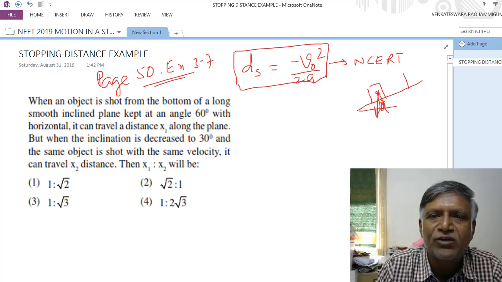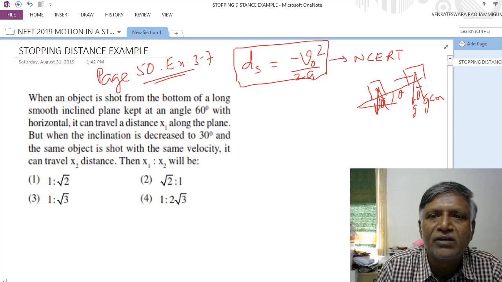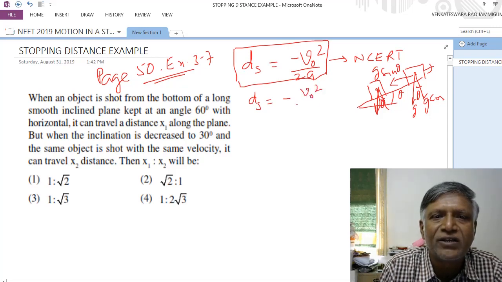Otherwise, I will show here once again. If this angle is theta, this angle will also be theta. So this is g, this will be g cos theta and this will be g sin theta. This is downward and the body is moving upward, so we have to consider a negative sign. So ds is equal to minus v naught square by minus 2 into g sin theta. For g sin theta I have taken minus, that came outside, so this minus gets cancelled.